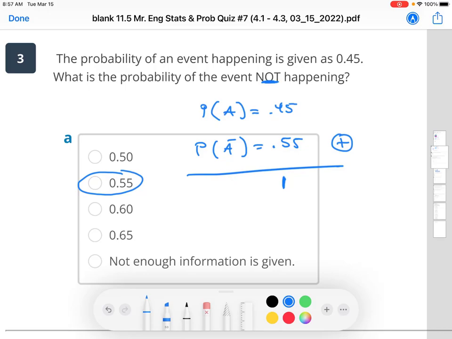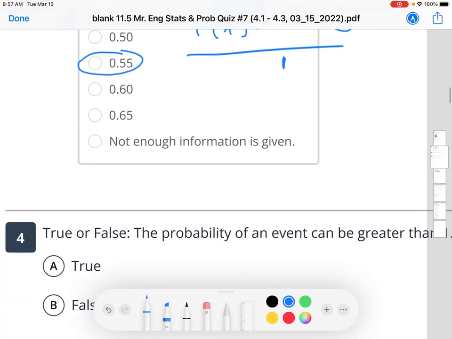Remember, it's kind of like if it's 45% rain, then the chances of no rain is just the complement. So they have to add up to 1.